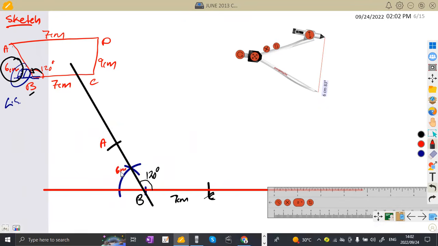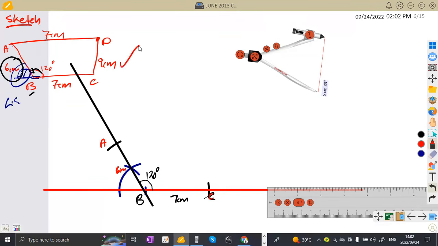Okay, so you've got 6 centimeters. Then how are we going to find the other point now, which is the point D? Because this one, we do not have a reference of anything. These two, they have a reference of 120 degrees. So this is what you're going to do.